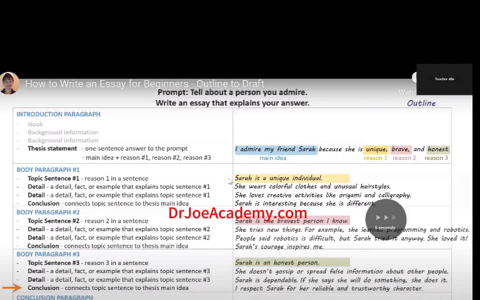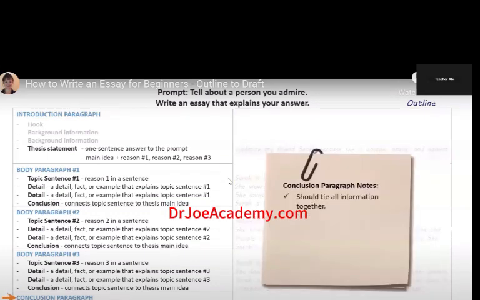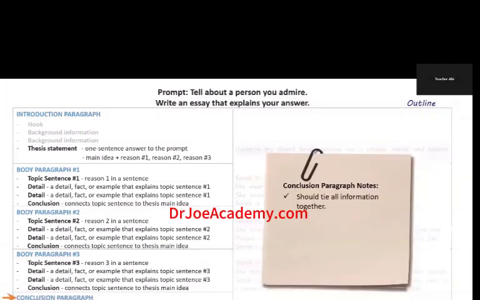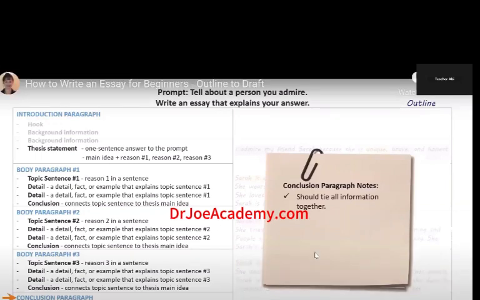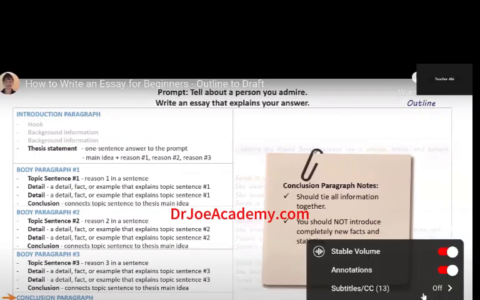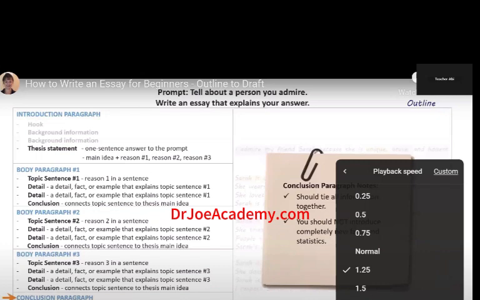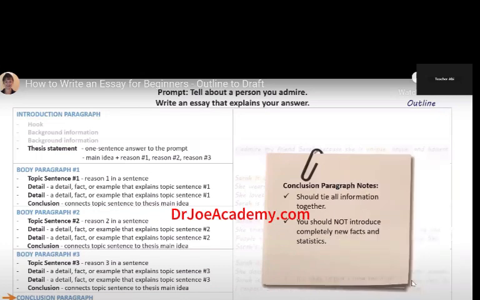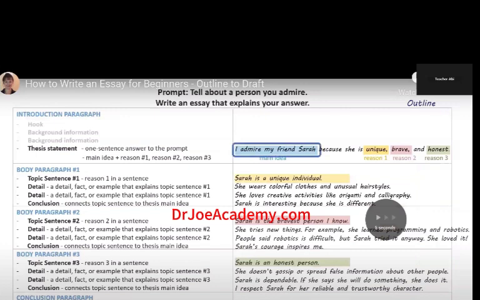Now, the conclusion should bring the information you've presented together, and then end the essay on a strong final statement. Note that in the conclusion paragraph, you should not introduce completely new facts or statistics. All of that should have already been done by the time you're writing your conclusion. But it is okay to put a new twist on facts or statistics that you've already presented. Last thought. Okay. So the conclusion paragraph would be, my friend Sarah is admirable for many reasons.